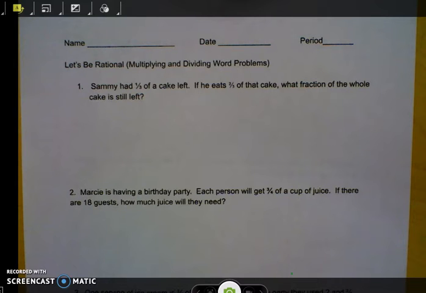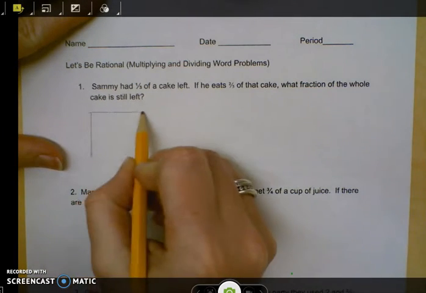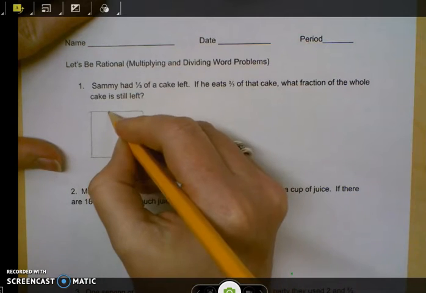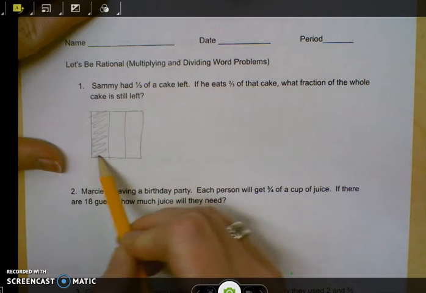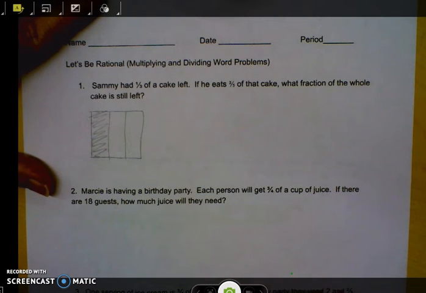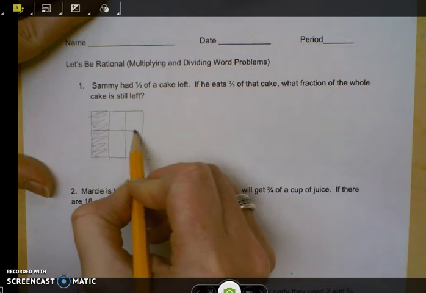So my first problem says that Sammy had 1/3 of a cake left. If he eats 2/5 of that cake, what fraction of the whole cake is still left? So that sounds like a brownie pan problem to me, something that we've modeled before. I'm going to start off by drawing my cake pan or my brownie pan. I know that 1/3 of my cake is left over, so I'm just going to shade that in to represent the cake that's left.